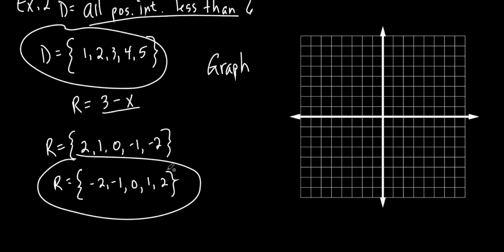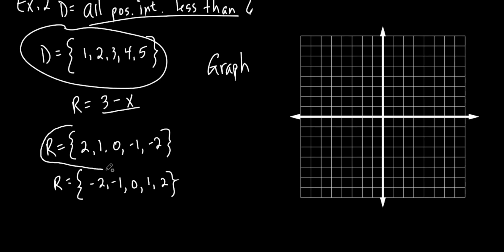Well, we have a relation, don't we? We have ordered pairs here. So we have one that matches up. Oh, you know what? I really shouldn't have put it in order from the smallest to the largest. If I was going to match the domain up with the range, the 1 doesn't go with the negative 2, does it? Because 3 minus 1 is not negative 2. What does the 1 go with? It's related to the 2. So this is what we're going to graph.